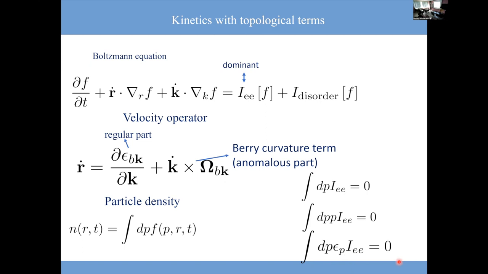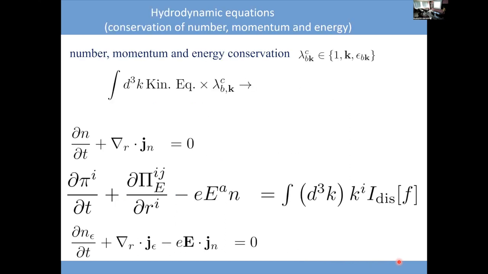So now let's use this identity and get a set of equations. Let's multiply this equation by 1, k, and energy, and integrate this equation with respect to k. In the first case, we get what is normally called the continuity equation. It says the density of electrons changes with respect to time as a divergence of some current, so it means that the electron number is conserved. The second equation tells us about the density of momentum. It says that the density of momentum would be conserved. The first term is the density of momentum, and the second term is the density of flux.